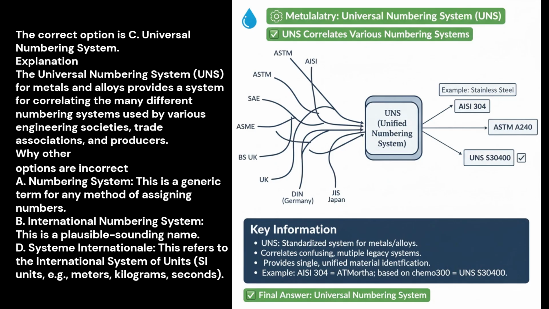Why other options are incorrect? A. Numbering system. This is a generic term for any method of assigning numbers and is not specific to the standardized system for metal alloys. B. International numbering system. This is a plausible sounding name, but the specific, widely adopted system is officially called the Unified, or Universal, Numbering System, not the International one. D. Systeme International. This refers to the International System of Units, SI units, for example meters, kilograms, seconds, a system of physical measurements, not a system for numbering metal alloys.